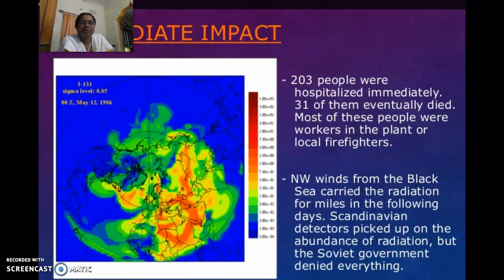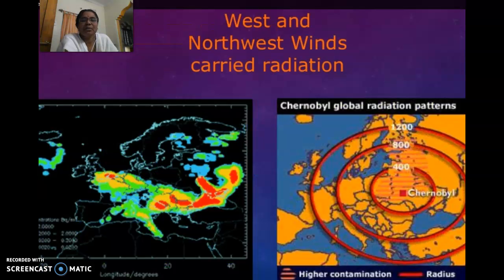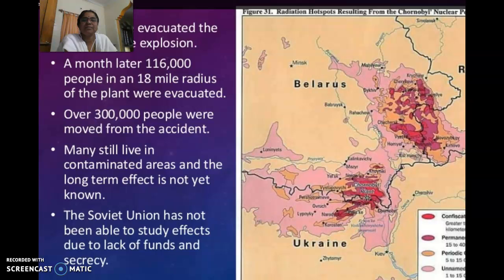So the Black Sea carried the radiation for miles in the following days. Scandinavian detectors picked up on the abundance of radiation, but the Soviet government denied everything. And apart from that, the winds also carried this radiation a little bit longer distance.